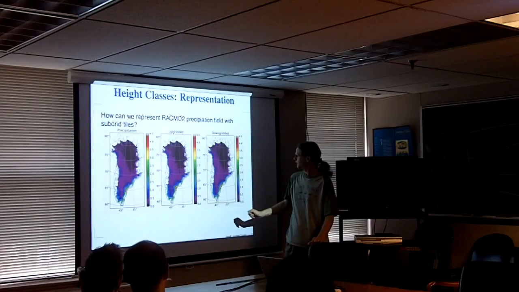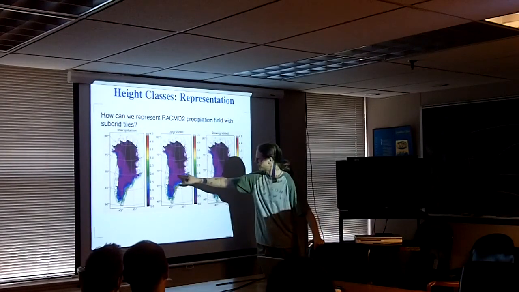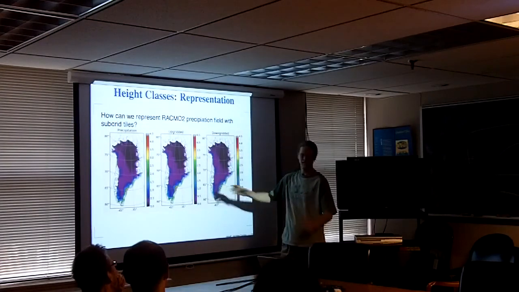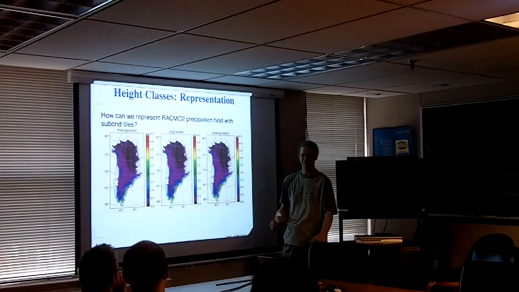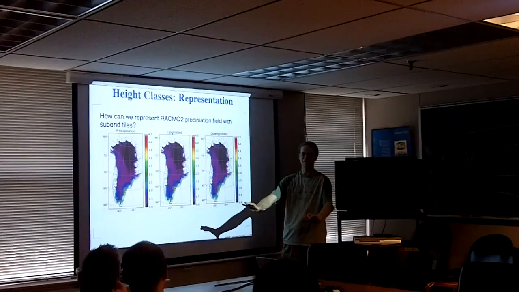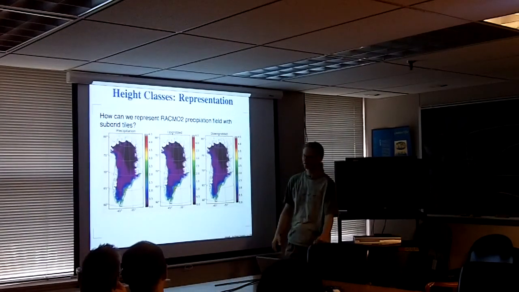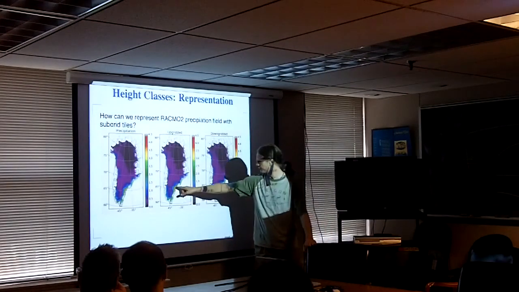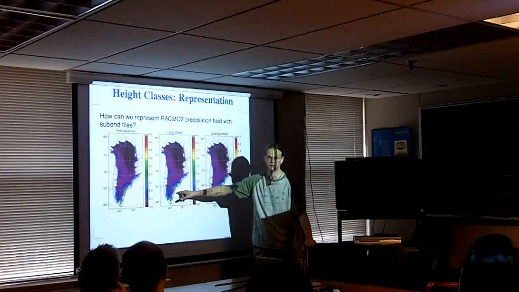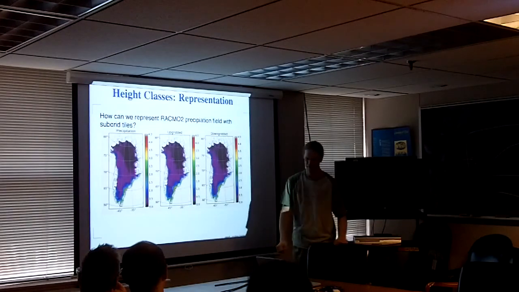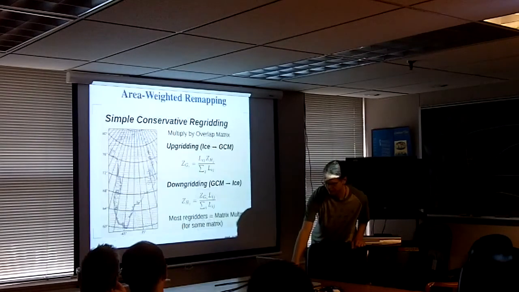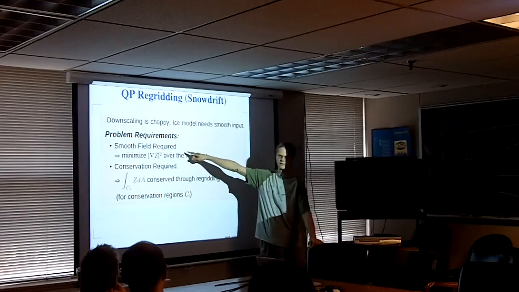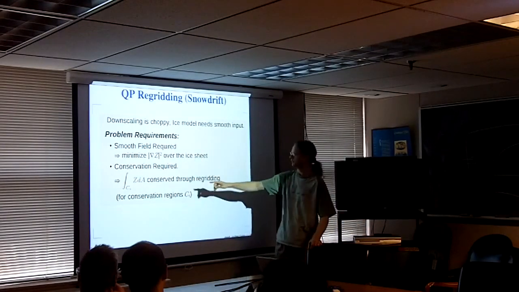So what we want is that within certain regions, which we call conservation regions, the mass has to be conserved. So it has to be conserved locally as well as globally. And right now, in this case, the conservation regions are the same as the actual GCM grid cells. So that's what we want. We want it to be smooth. Well, how is it going to be smooth?